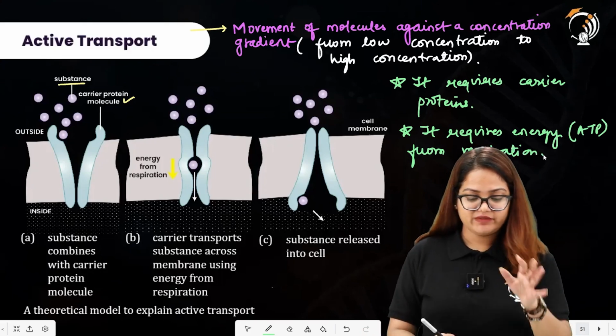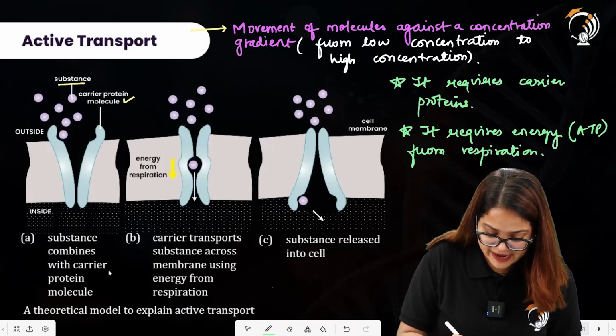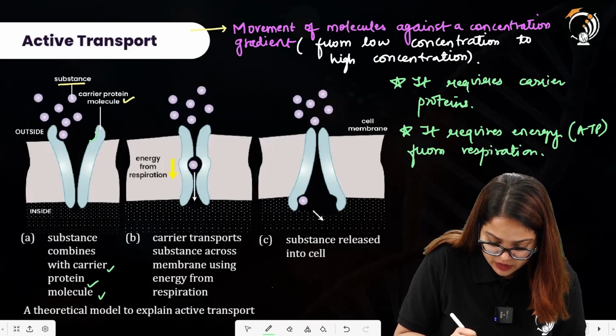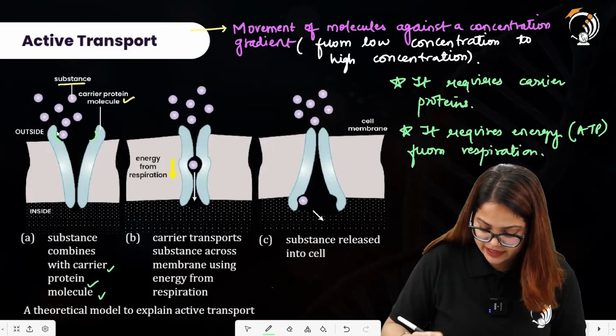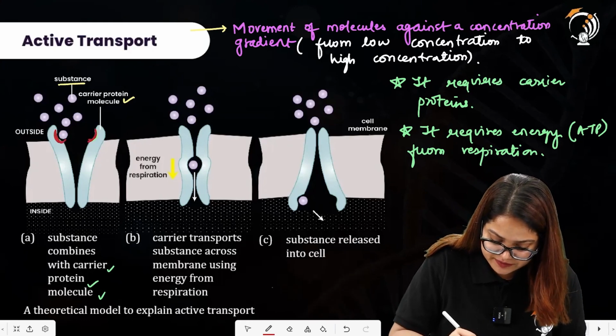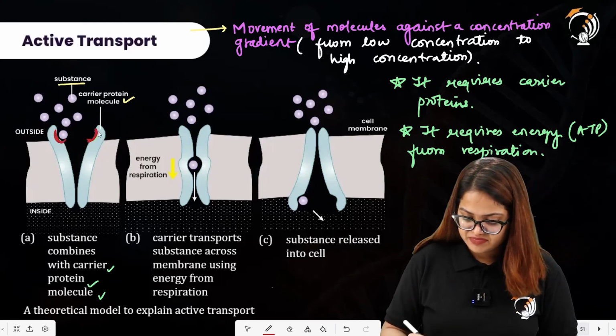Now, here we have the representation. Substance combines with carrier protein molecule. So here we can observe that there is the pocket at which the substance will bind. This is the pocket over here. The substance is binding to it. All right.